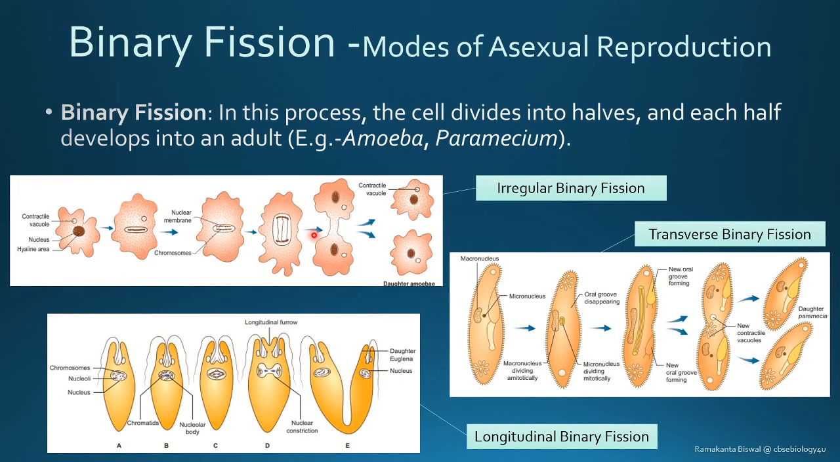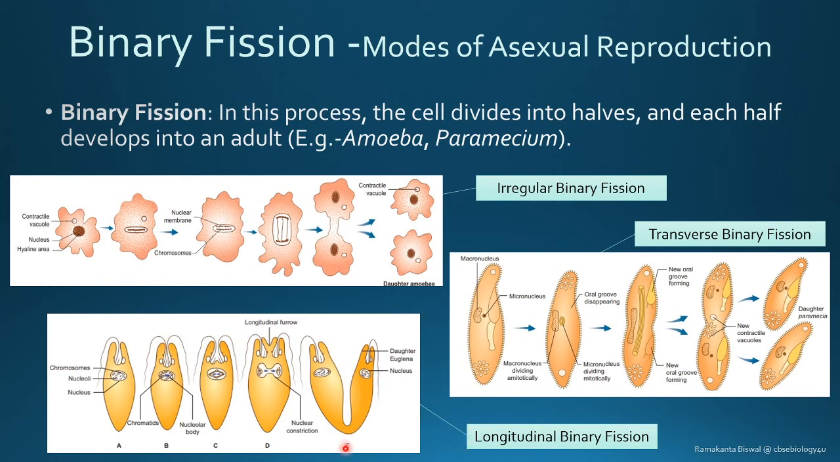Now simply it is the plane in which the organisms are dividing. As you can see here, there is no plane in amoeba, it is simply irregular. In the second case, it is dividing the organism in a transverse manner at this particular point, and in the third one it is in the longitudinal manner. Longitudinal means from this particular plane, as you can see with the pointer. So the first is of amoeba, the second is of the paramecium, and the third is of the leishmania.